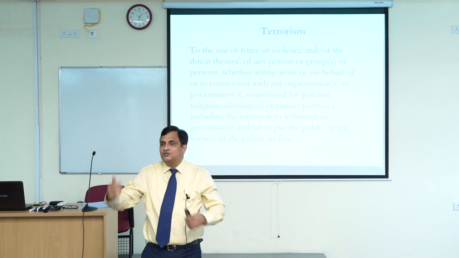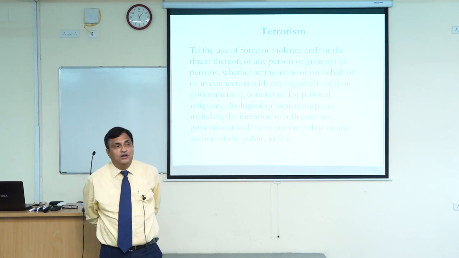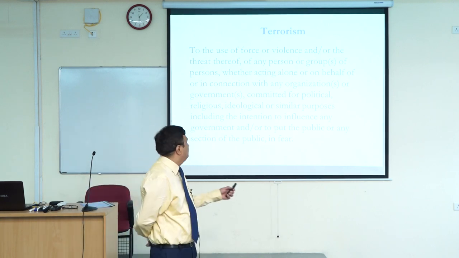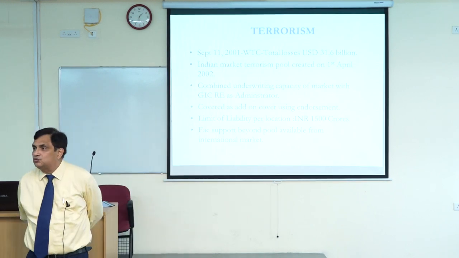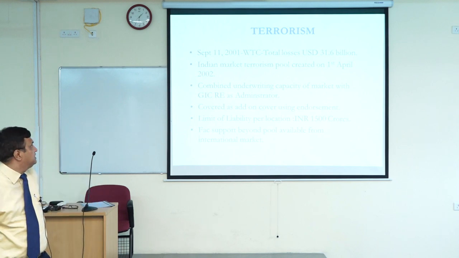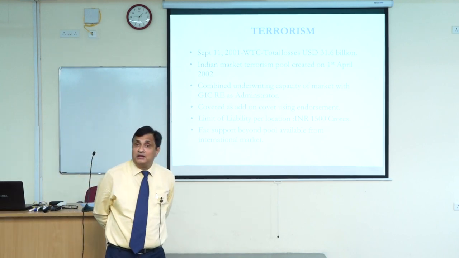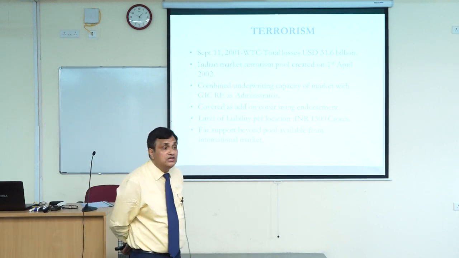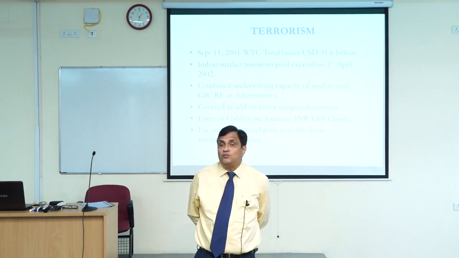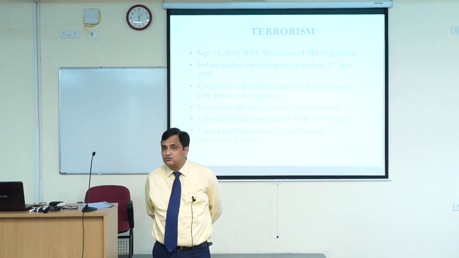But as far as you are concerned as a student, it's very crucial for you to understand that in India, we have something called a terrorism pool. Now what is this terrorism pool? So as you know, after September 11th, 2001, terrorism capacity had dried out. Total losses for the World Trade Center were almost $31 billion. In the Indian market in the year 2002, April 1st, 2002, there was no terrorism capacity coming up. So what was done is a pool was created called the terrorism pool. That was created on April 1st, 2002.